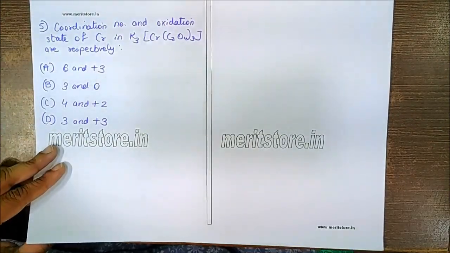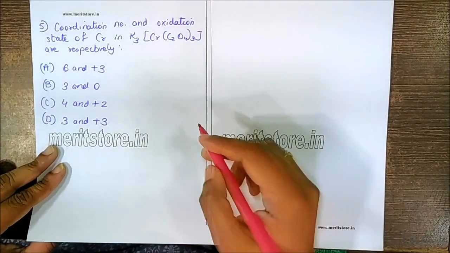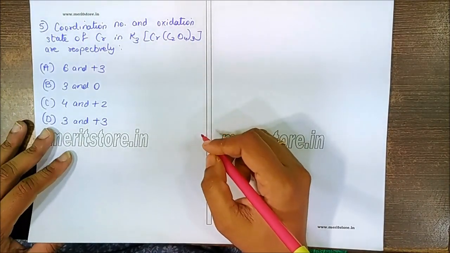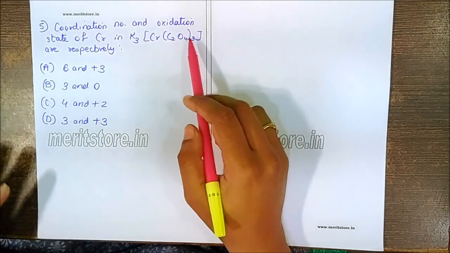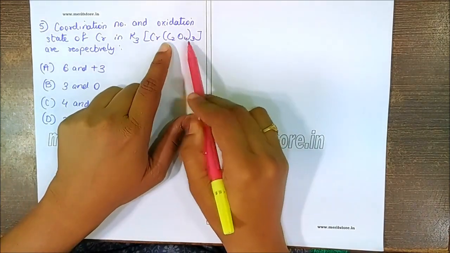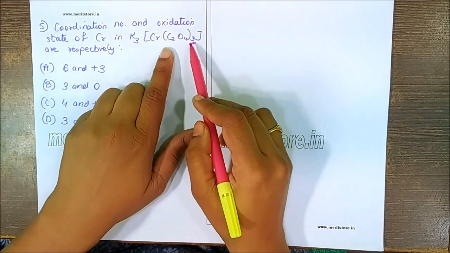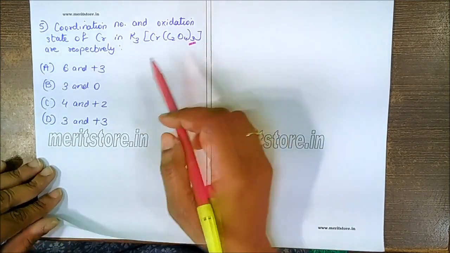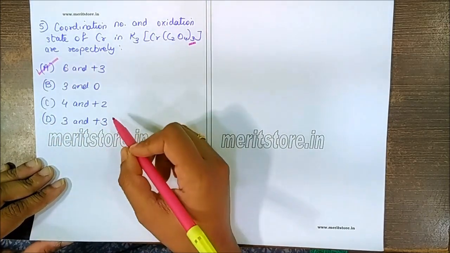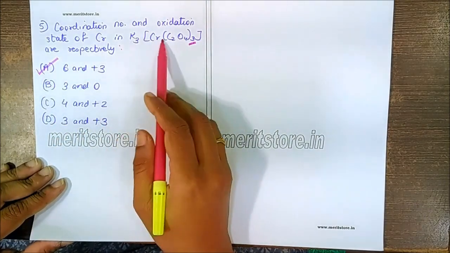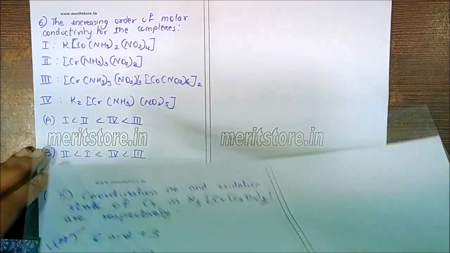The coordination number and oxidation state of chromium in K3[Cr(C2O4)3]. Here the coordination number: this is a bidentate ligand, that's why 3 into 2. So the coordination number is 6 and you don't have to think further. It's option A. The oxidation state of chromium will be +3 in this.